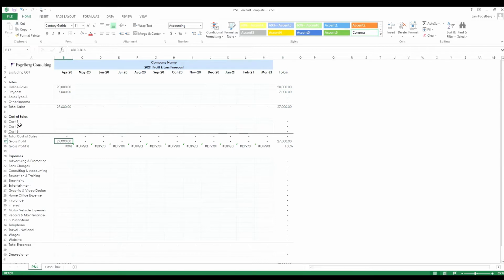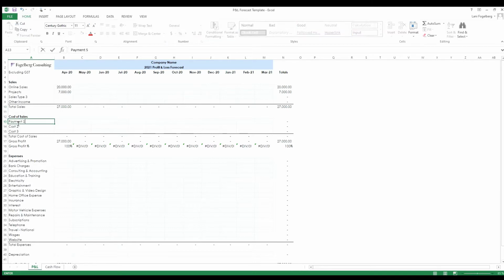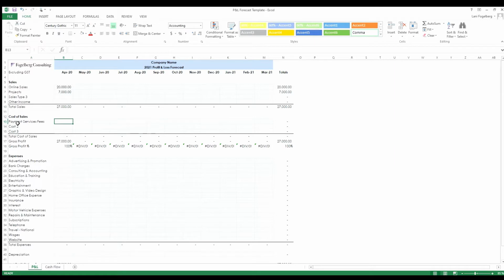Once you start entering your costs of sales, so that may be, for example, payment services fees for taking online payments. That may end up being $200. That then goes through and automatically calculates your gross profit and gross profit percentage.